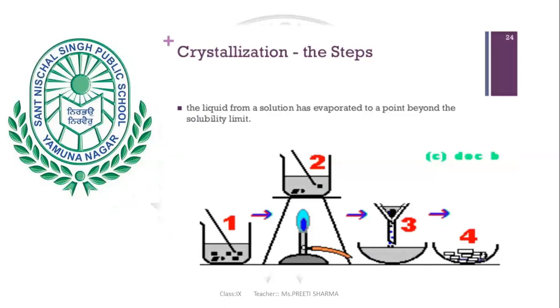Here, the first step, we have to dissolve the salt to make it a liquid solution. That is a saturated solution. After that, we'll heat the solution. And the third process, we'll filter that solution, right? And make the crystals. Now, what are the advantages of crystallization over evaporation?